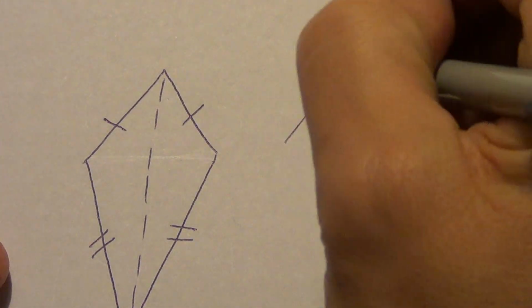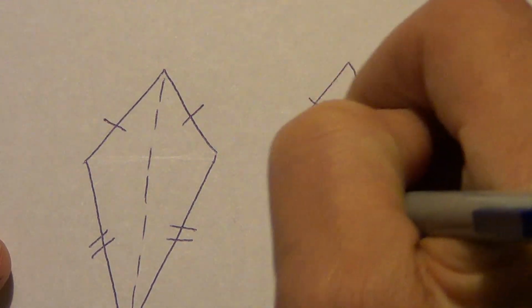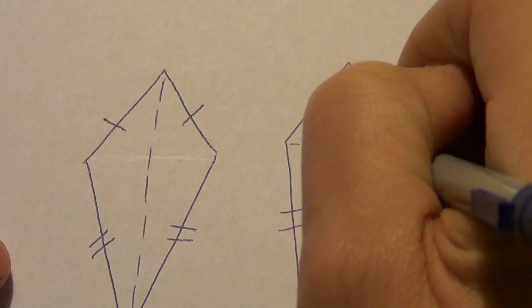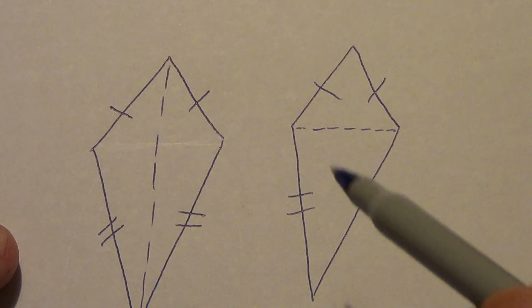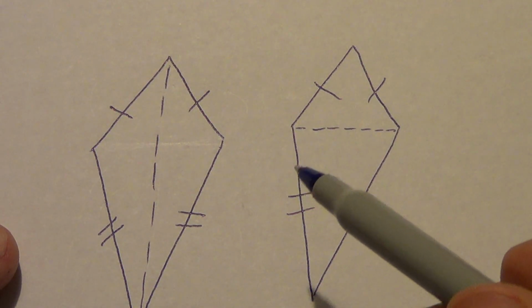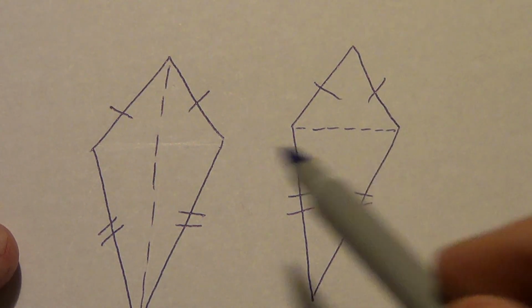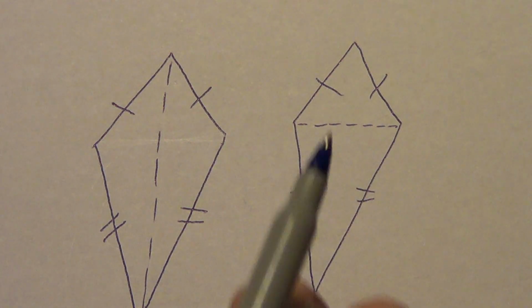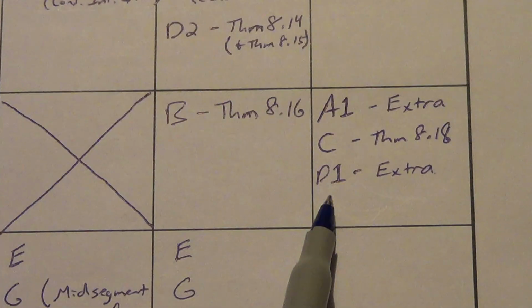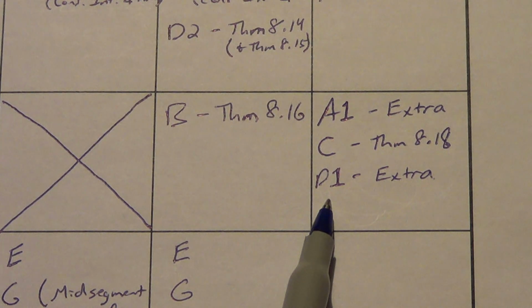This diagonal, when I draw it this way, doesn't bisect anything. It doesn't bisect the other diagonal. It doesn't bisect the angles. It doesn't bisect the whole shape into two congruent triangles. It bisects nothing. So this one bisects everything, this one bisects nothing. Make sure you understand that. So diagonals, D1: one diagonal bisects a set of opposite angles. The other one does not.